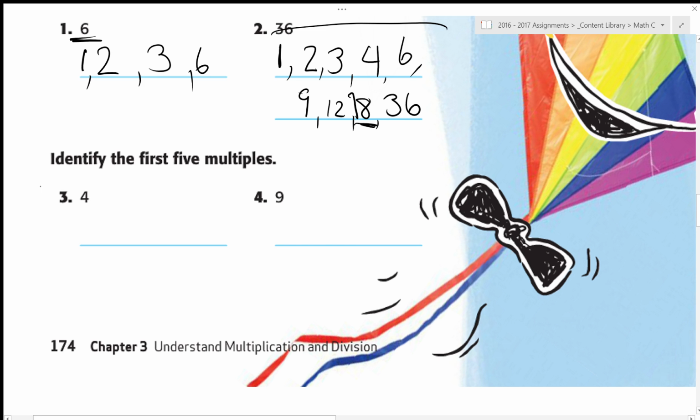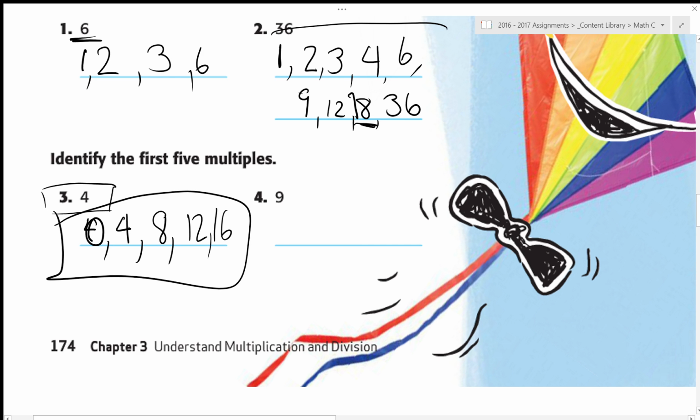All right, so our multiples of 4 are going to be 4 times 0, which is 0, 4 times 1, which is 4, 4 times 2, which is 8, 4 times 3, 12, and 4 times 4 is 16. These are the first 5 multiples of 4. Now what I want you to do, go ahead and pause the video and try the same thing with 9.